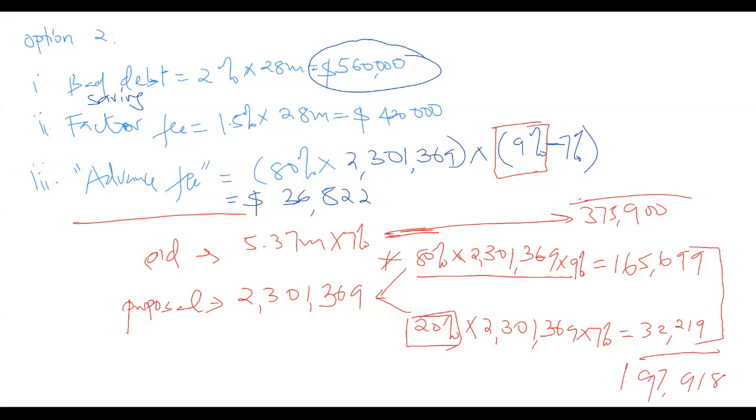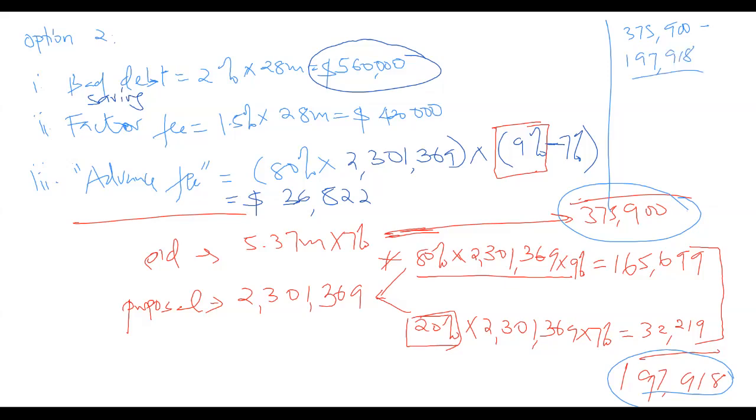Now, don't forget, this is what you used to pay before. This is what you'll be incurring after. Now, how much do you save per year? It's simply the difference, which is 375,900 minus 197,918. How much do you save per year, therefore? 177,982.